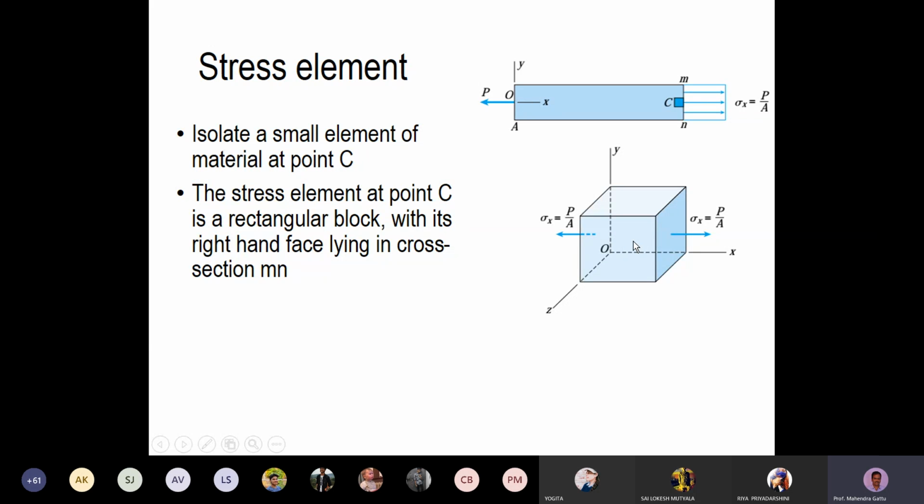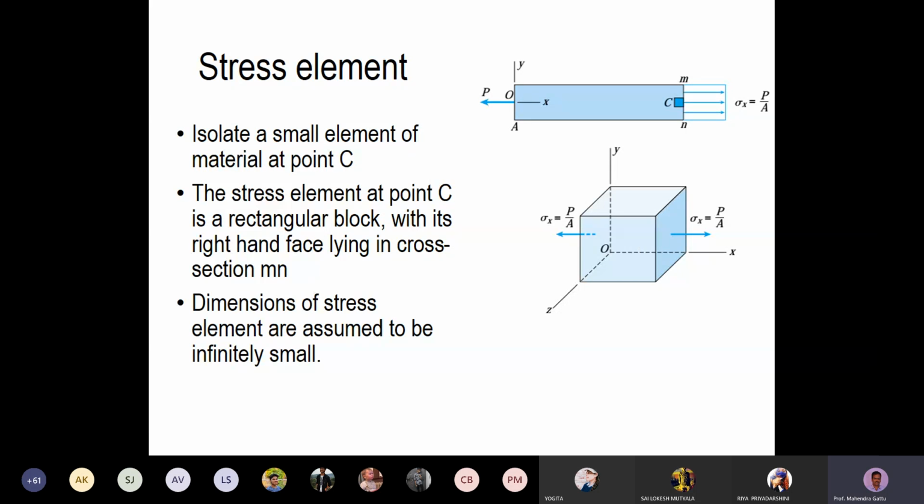So this is regarding the stress element. And what else we have? Yeah, this is the infinitesimally small stress element. Now what we do is, this is a 3D view, and we look at this element from the z-axis. Okay, so we will get a 2D view.